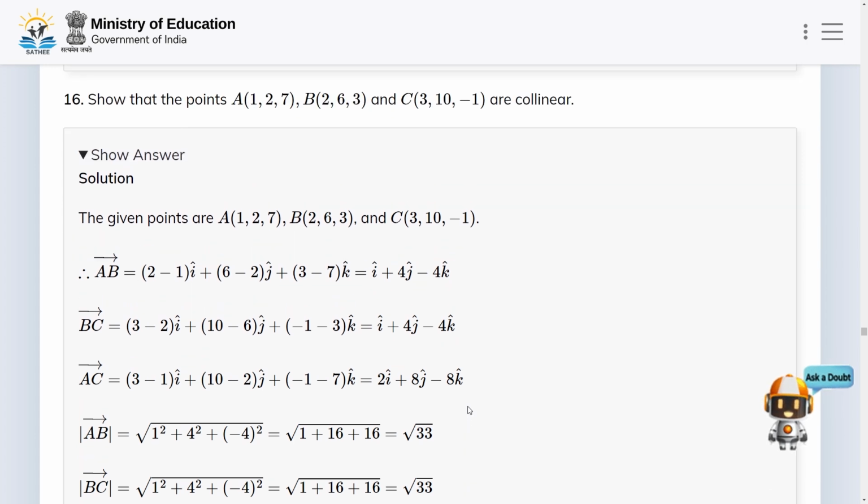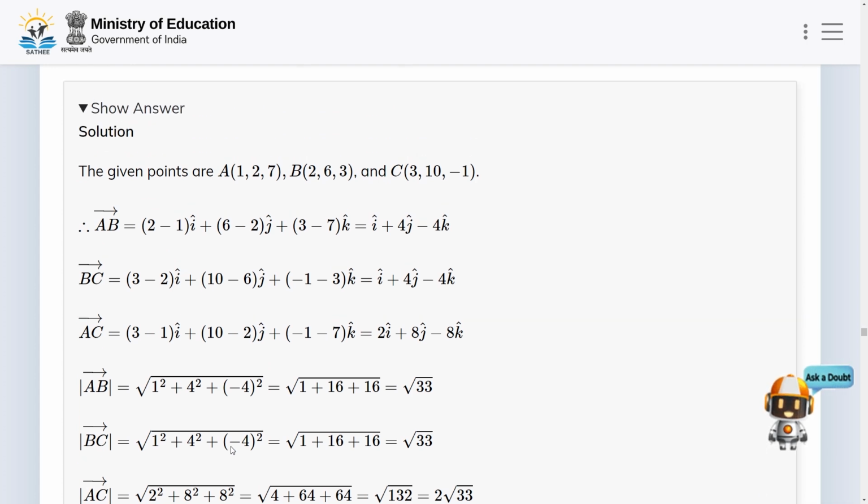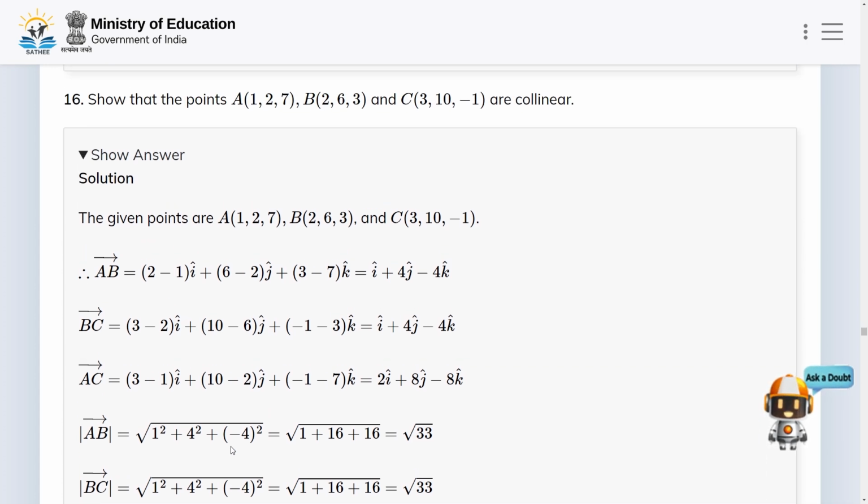Okay, this gives you that magnitude of AC is equal to magnitude of AB plus magnitude of BC. Clear? Okay. And another thing you have to see is that AB vector and BC vector both are the same vectors, as you can see. Yes? Okay. So both are the same vector.